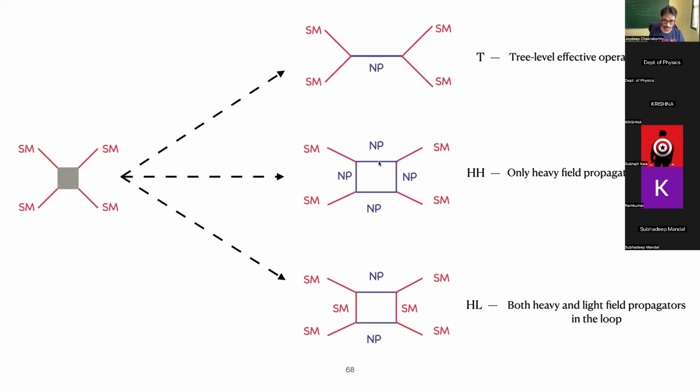Is this k your loop momentum or the external momentum? This k is the external momentum, not the loop momentum, because I have already performed the integration of the loop momentum. When I perform the loop momentum integral, there will be no relic of that. I will be left with the external momentum and the mass of the heavy field, and that's what I can expand now.